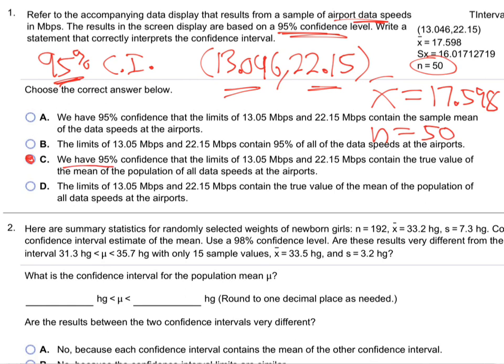C. We have 95% confidence that the limits of 13 to 22 contain the true value of the mean of the population of all data speeds at the airports. Yeah, that's it. We're 95% confident that the true average is in there. Because that's what you always want to get at, right? The truth. Just like when they poll before an election, right?